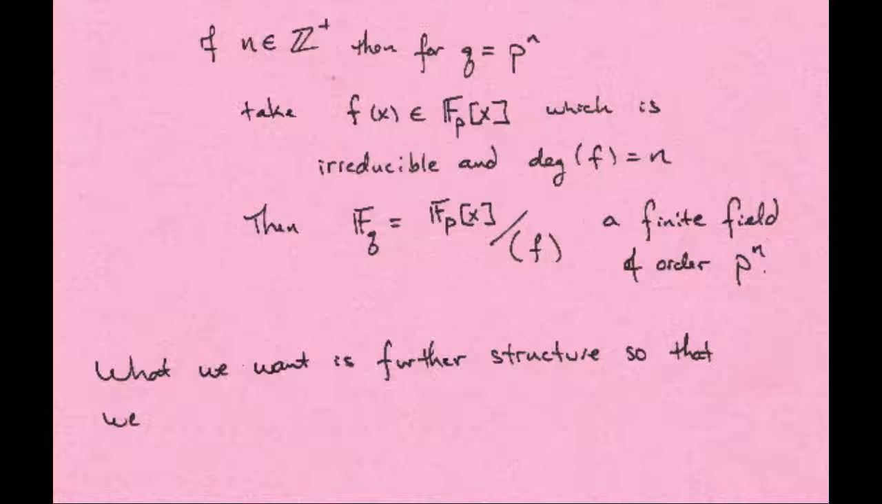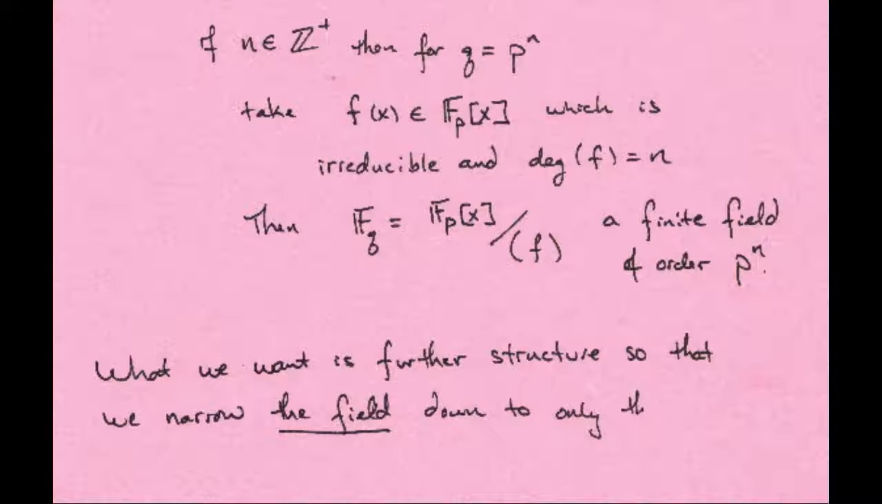Now, what we really want is a further structure so that we can narrow the field. Get it? We're talking about fields, so we need to narrow the field, pun intended, down to only the real numbers. All the field axioms that we've talked about so far apply to each one of these fields, and so we need additional structure to single out the real numbers. So what is it that actually makes them important? Where do they actually fit in the grand scheme of things? And so that's going to be our goal from here on.